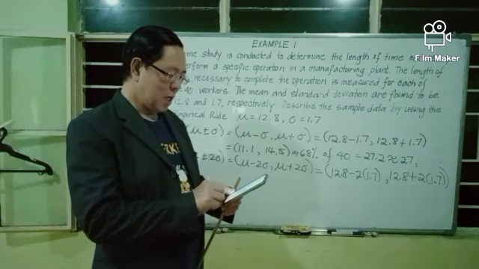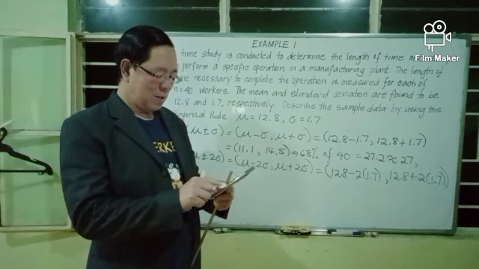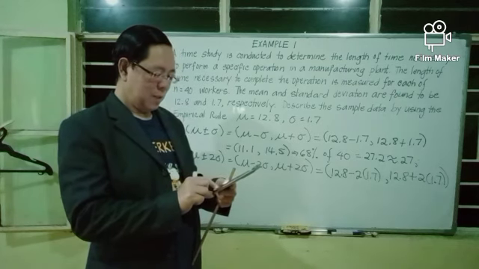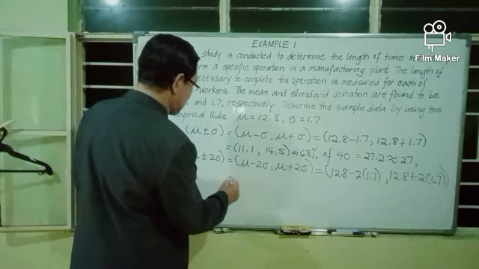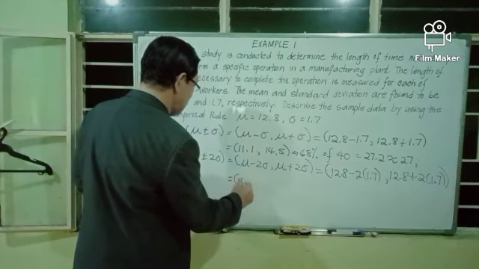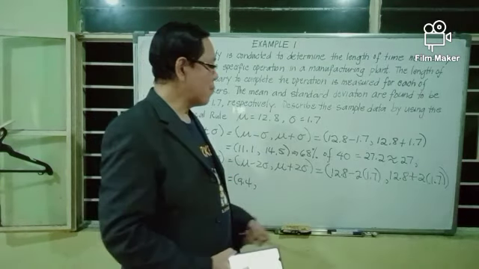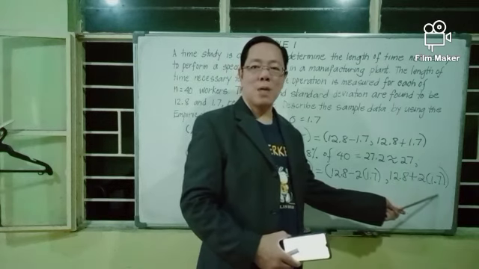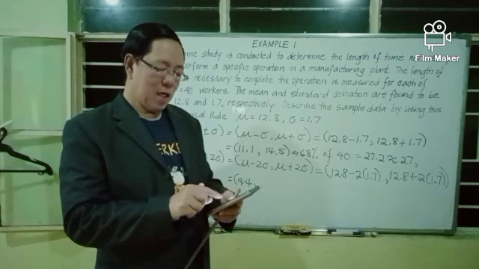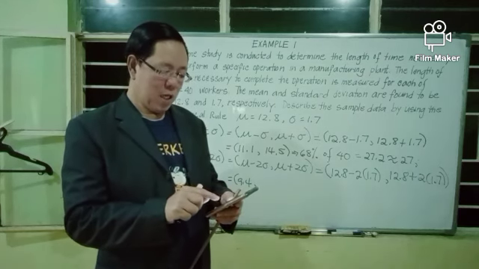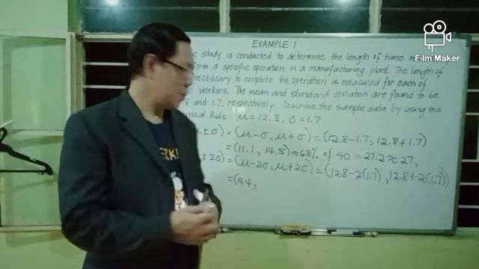We have 12.8 minus 2 multiplied by 1.7, and we get 9.4. The right endpoint, we compute 12.8 plus 2 times 1.7 using the calculator. We have 12.8 plus 2 times 1.7, and we get 16.2.